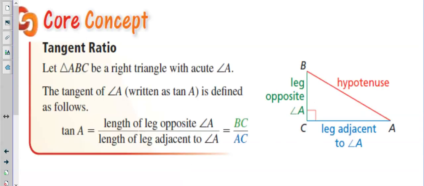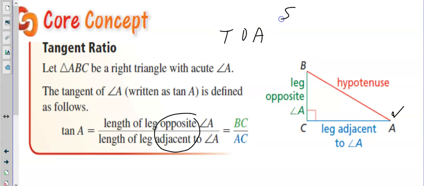All right? So what is the tangent ratio? The tangent ratio is if we have a right triangle, and we have an acute angle right here, B. Sorry, that's A. The tangent of A is written as the opposite over the adjacent. You'll learn this as TOA. That's a way to remember it.